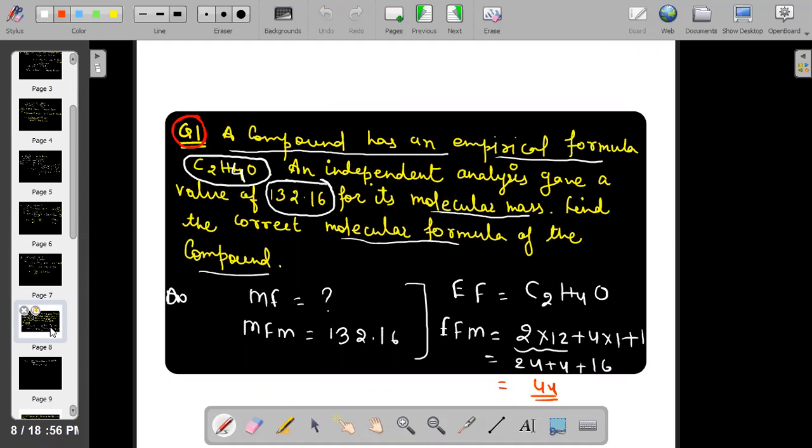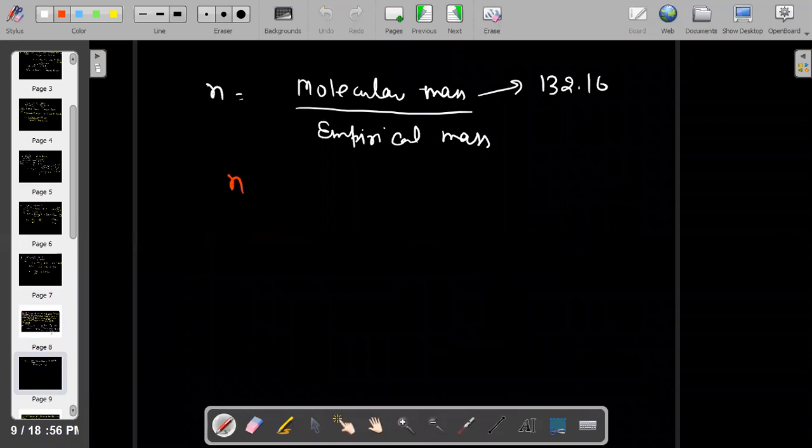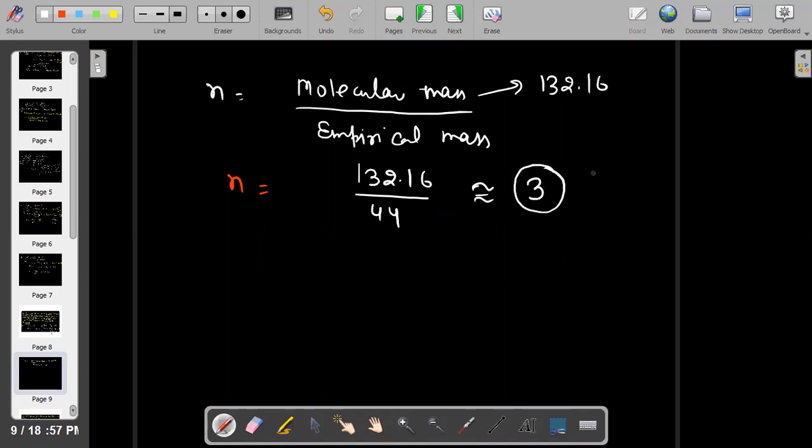Now put the value. n is equal to 132.16 divided by 44. What should be the exact value? If we divide, we are getting around 3. Always remember, n should always be a whole number. Clear? Everyone got the value of n. Now what is the relation? Molecular formula is equal to n multiplied by the empirical formula.